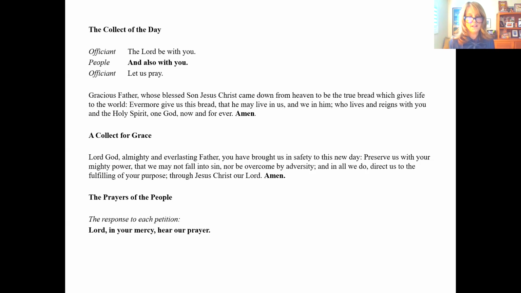Lord, be with us in each step of our Lenten journey, to be mindful always of the wideness of your mercy and loving grace. Please accept these prayers in the name of Jesus Christ, our Lord. Amen.